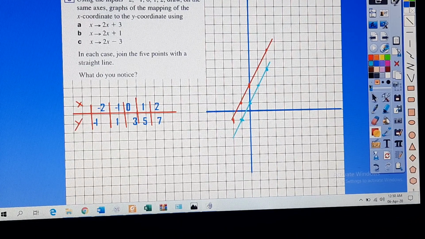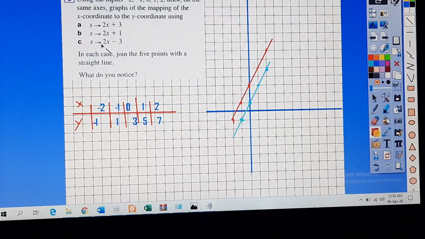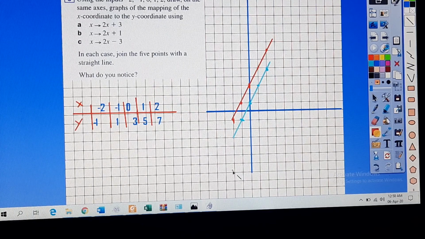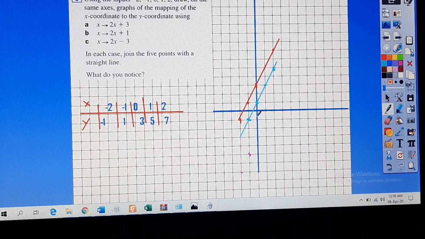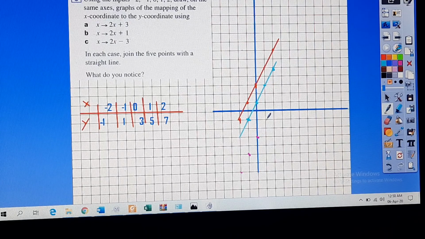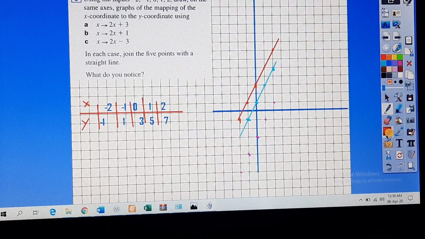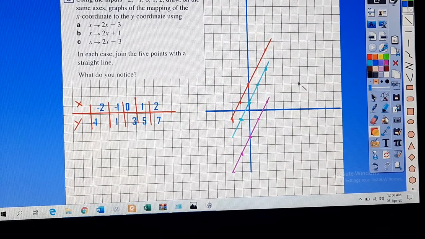Okay, and the other one is 2x minus 3. If x is minus 2, minus 4 minus 3 will be minus 7. So minus 2, minus 7 will have this point here. If x is minus 1, minus 2 minus 3 will be minus 5, so minus 1, minus 5. If x is 0, we have 0, minus 3. If x is 1, we'll have minus 1. If x is 2, 4 minus 3 will be 1, so 2, 1. So this one will be the third line. Okay, let's join the points. These are the three lines that we have to draw.